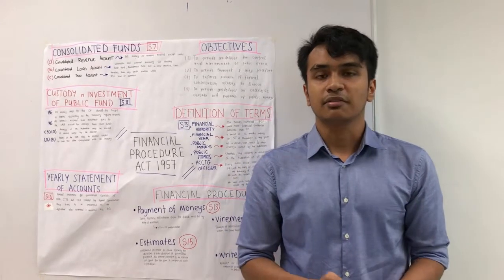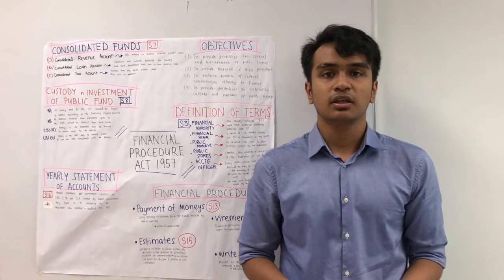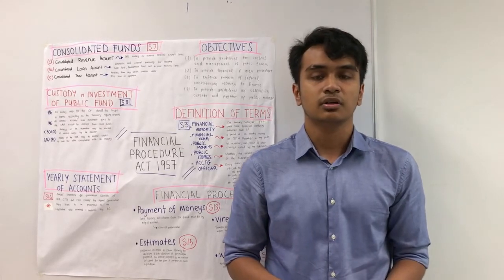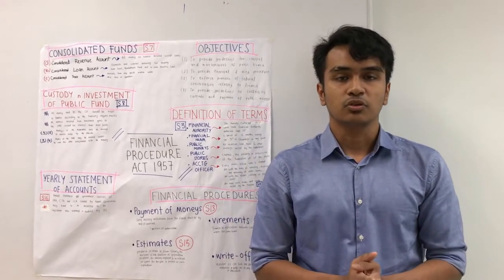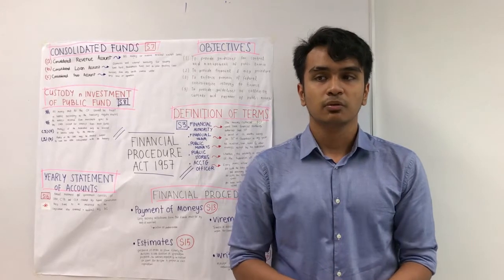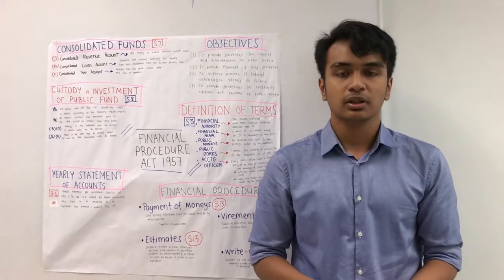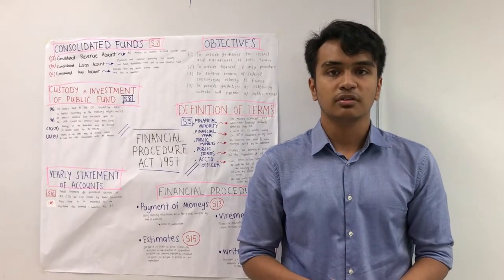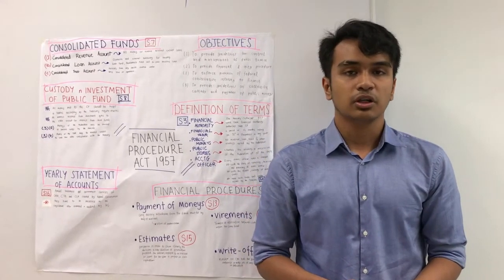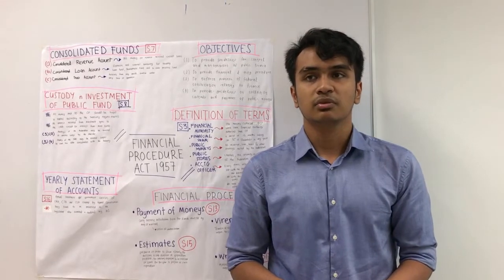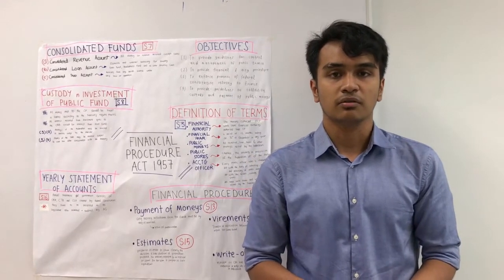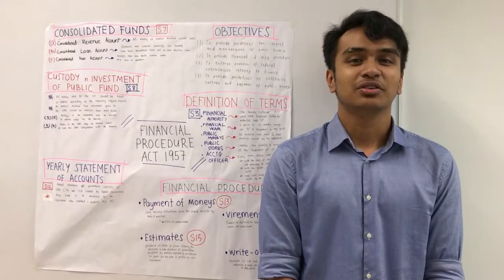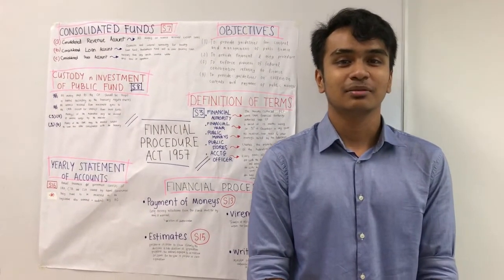The next one is financial year. A financial year is any 12 months which will end on 31st December of any year. Next is the public monies. So what are public monies? Public monies are all revenues, loan, trust and monies received by the government. However, they do not include any of the Muslim revenues, which are zakat, zakat fitrah and any other zakat.